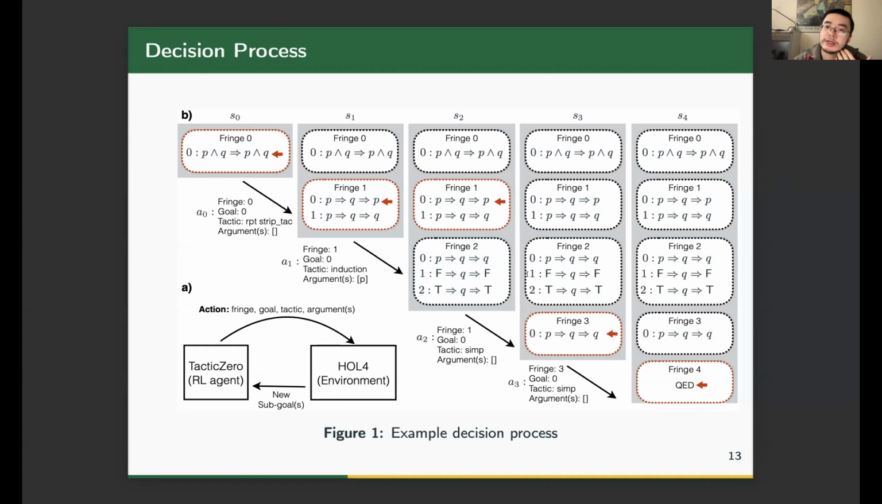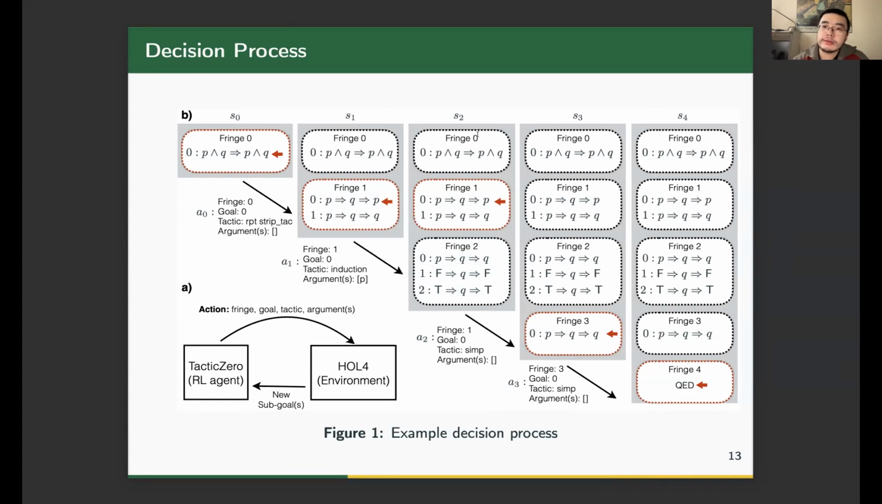By doing this repeatedly, we will have a bunch of fringes generated, and if we are able to solve every goal in one of these fringes, we will solve the original goal, right? So now, what is a state in this case? A state is a set of fringes, and if we are able to solve one of these fringes, we will solve the original goal, right?